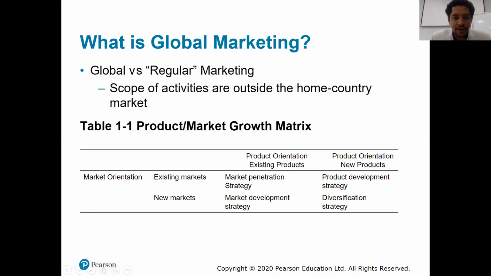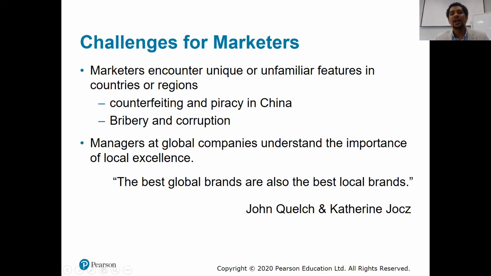Okay, so let's continue. Then challenges for marketers. Okay, so in global marketing there are challenges. So when you get involved in selling your products and services to other countries, there are several challenges that your company might come up with. Okay, so global marketing by itself will come up with several challenges.